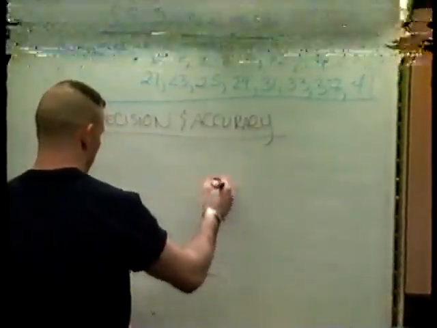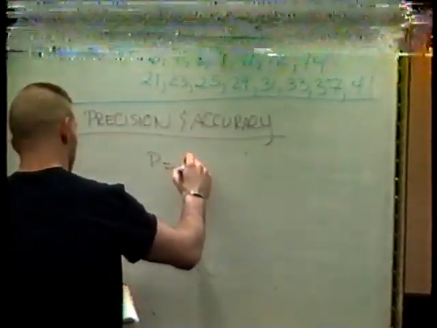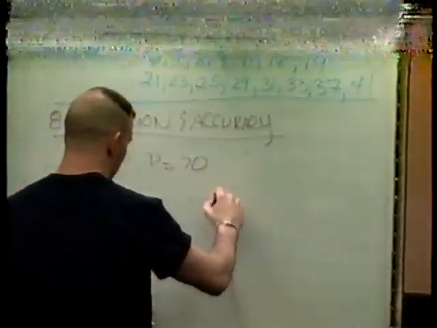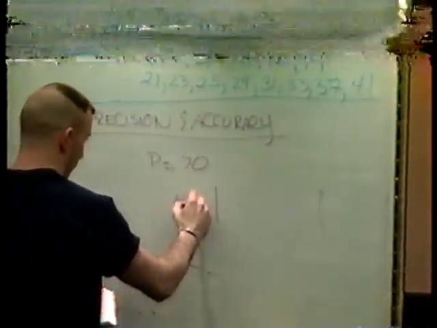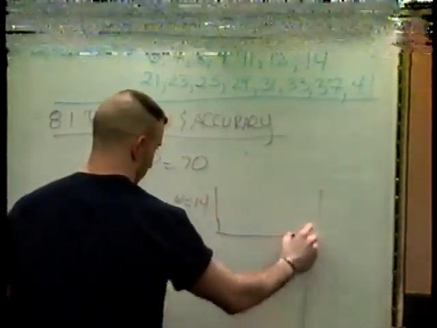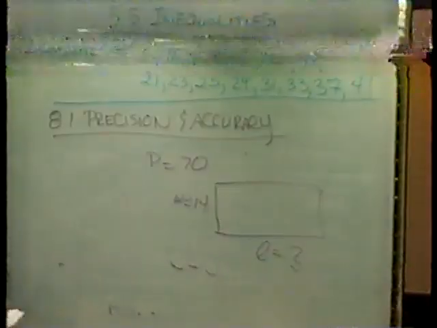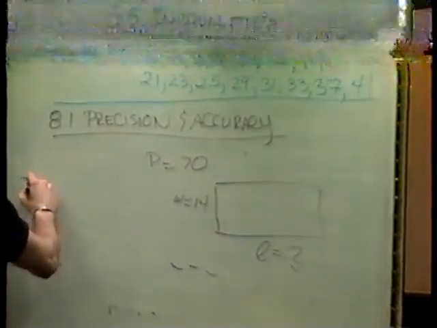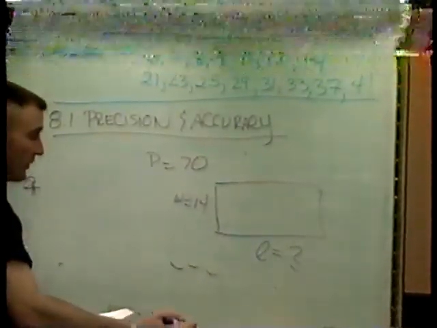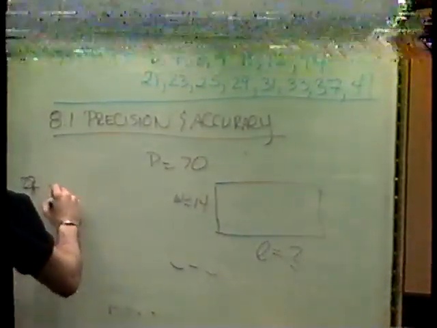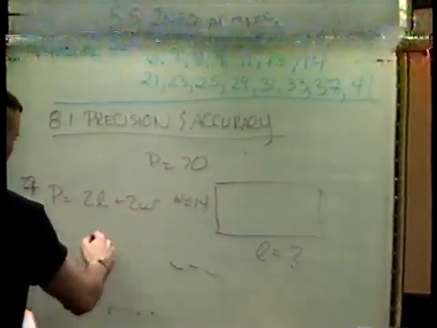Well, we know the total perimeter is equal to 70, and we want the width to be equal to 14. The question is, what is the length? For a rectangle, which we have to assume it is, since we don't know if it's a square or not yet, we say P is equal to 2L plus 2W, L being the length, W being the width.